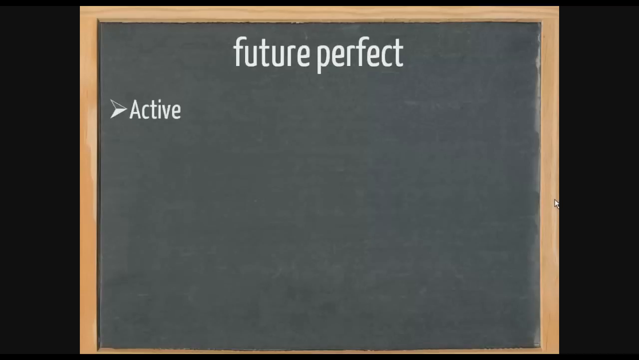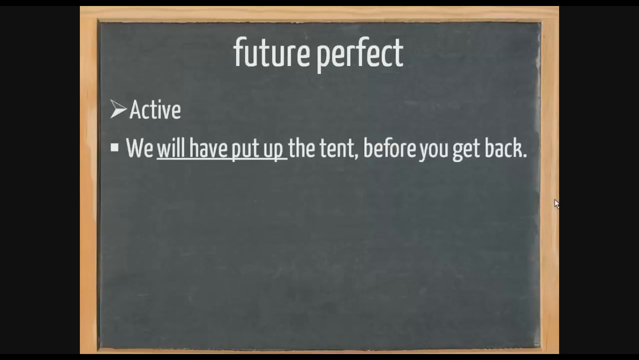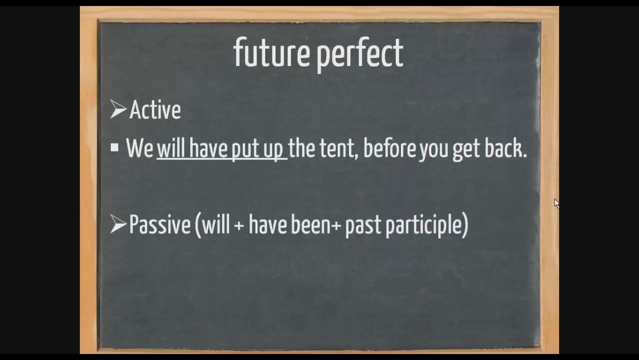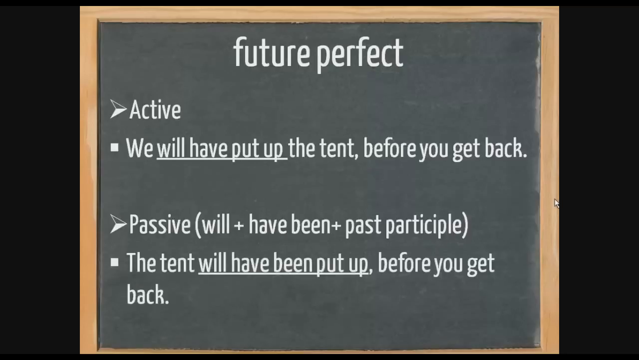And for the future perfect, we will have put up the tent before you get back. And the passive: will plus have been plus the past participle. Remember, it's a perfect, so we need to use been. The tent will have been put up before you get back. So that were all the tenses. Remember, use a form of to be and use the past participle.